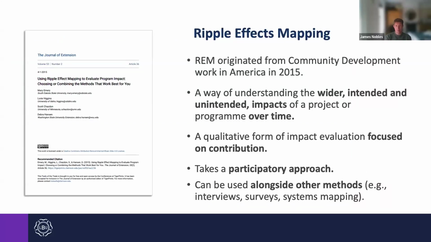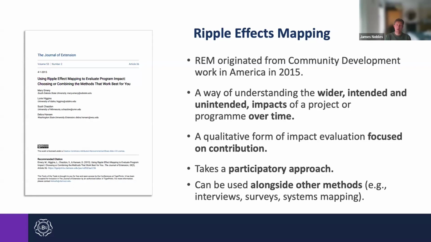So what is ripple effects mapping? It's a method that originated from community development work back in 2015 in America. And it's a way of understanding, and I've mentioned these words a few times now, the wider, both the intended and the unintended impacts of a project or a program over time. It takes a participatory approach, and I'll walk this through a little bit more in a few moments' time, but it brings people together who've either been involved in or affected by the delivery of a program, a policy change, or an initiative.